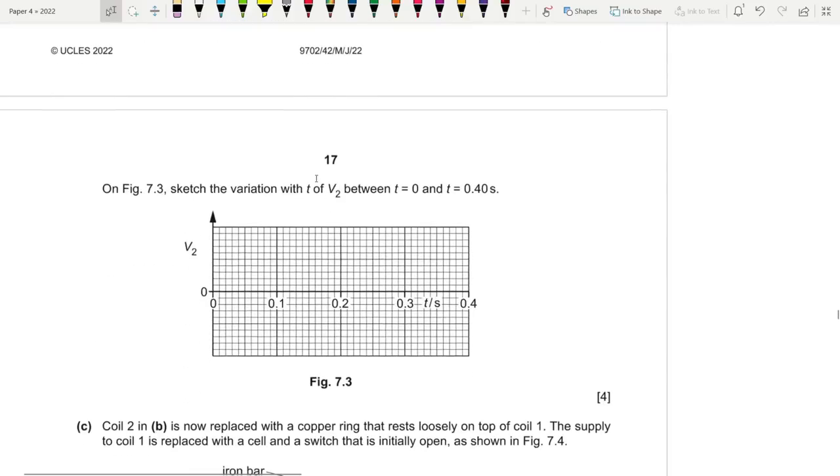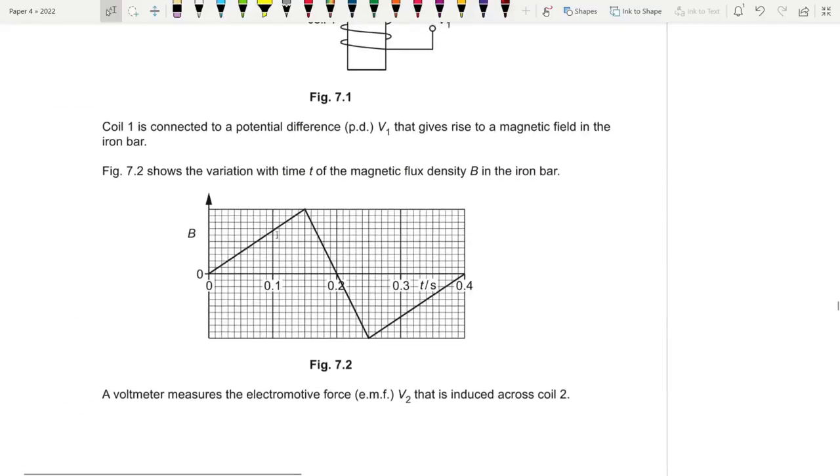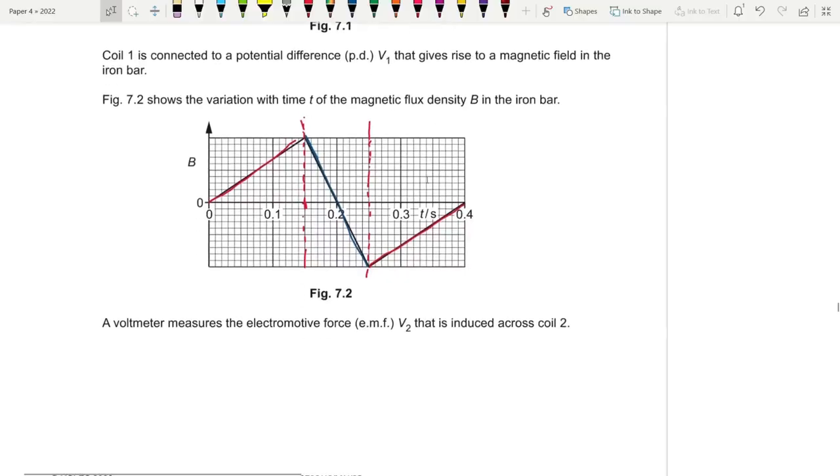So let's begin. Sketch the variation with time of V2. So basically, do you see a positive gradient till 0.15? That means the voltage induced needs to be negative, okay? And we need to check the gradient. These two lines, this red line and this red line, they are parallel, okay? And the one in the middle has a negative gradient and it is also steeper.